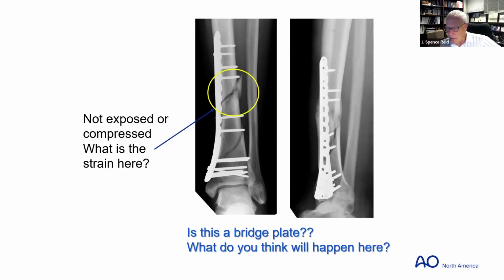Now I want to comment that this region was not exposed or compressed. And so, pertinent to my previous comments, you can ask the question, what is the strain right in this region? Okay. It's close together. It's a simple fracture. It's not multiply comminuted, a little butterfly there, but this region is not compressed. And you can ask the question, well, it could be a very high strain, but we did it closed, so we didn't touch the soft tissue. All right, so let's see what happens.